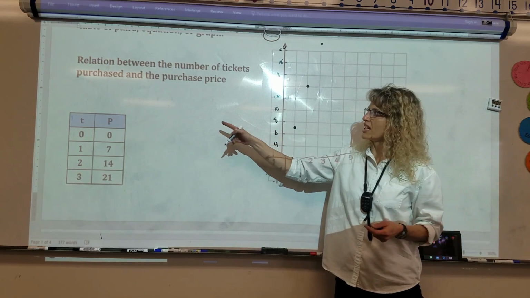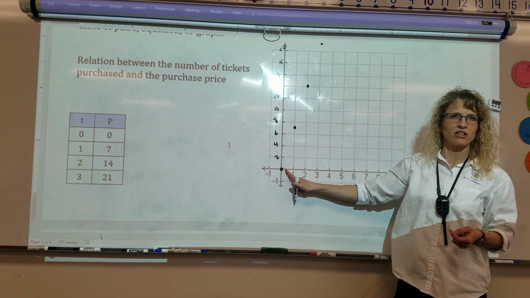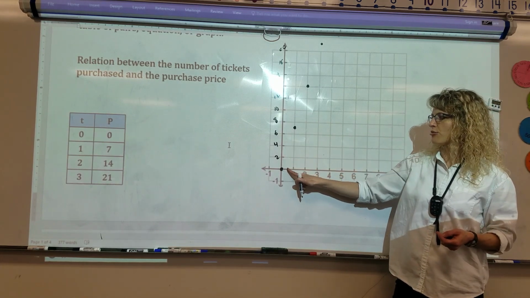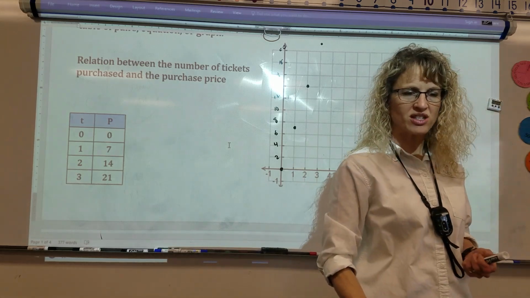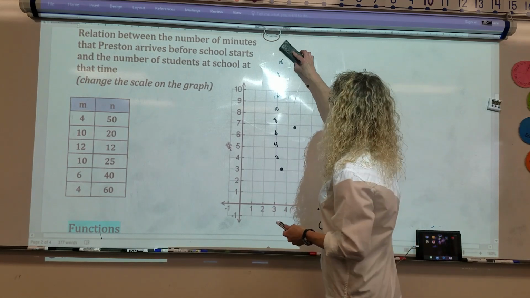However, because this is related to tickets and price, I can't sell a half of a ticket or a quarter of a ticket. So although I'm tempted to draw a line, there shouldn't be any data between these. There's not such a thing as half a ticket. Anyway, those are relations. Here's a different kind of relation that you're going to see.